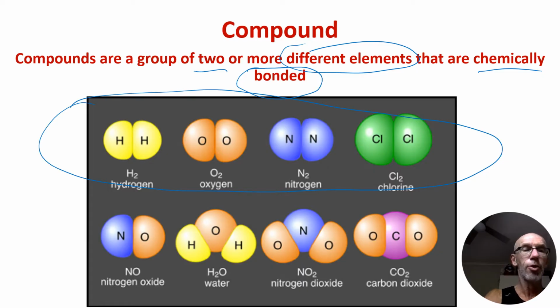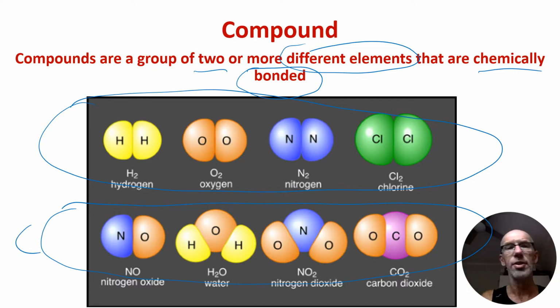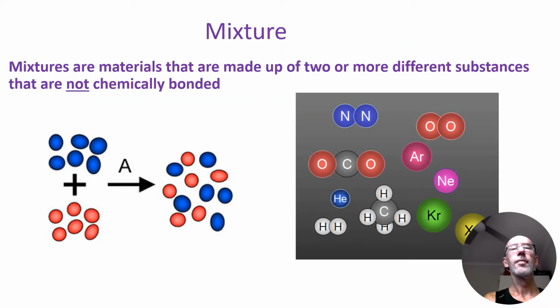These bottom 4, these are compounds. These satisfy both criteria because they are chemically bonded, as we can see from the way that the particles have been represented, and they are made up of 2 or more different types of elements.